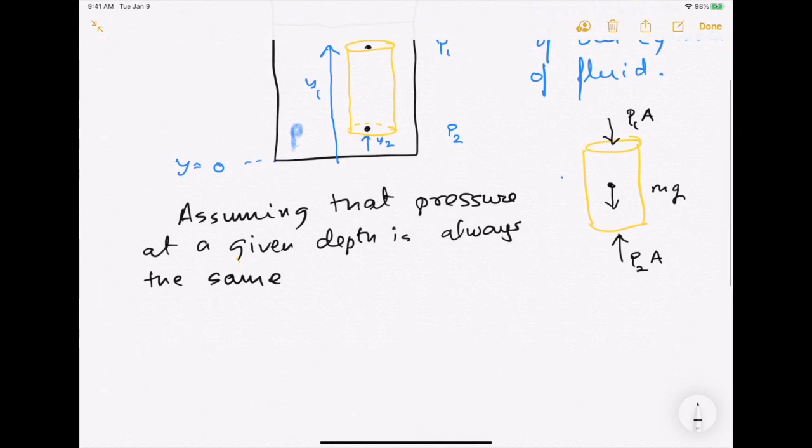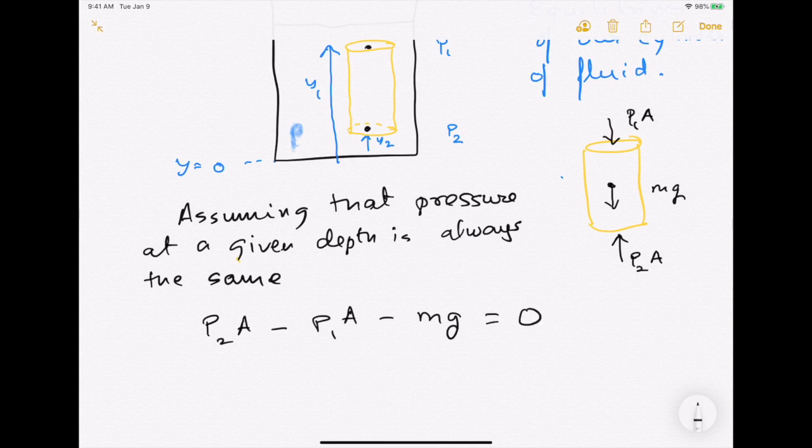Now let's do equilibrium. So equilibrium means net force equals 0, net torque equals 0. We just need net force equals 0. So if we do net force equals 0, we can choose a sign convention, upward is positive. So in that case, P2A minus P1A minus mg would be equal to 0, right?